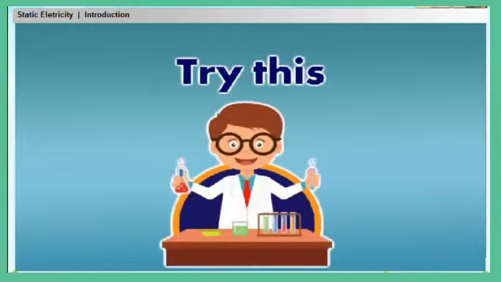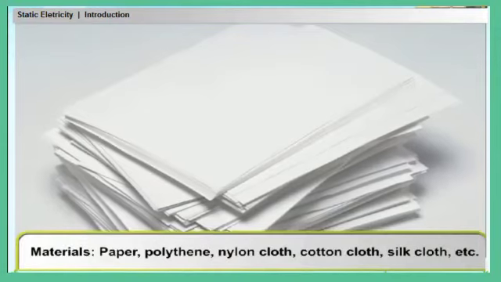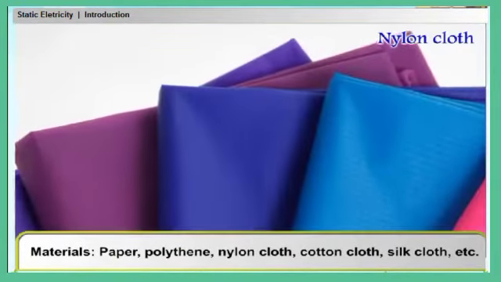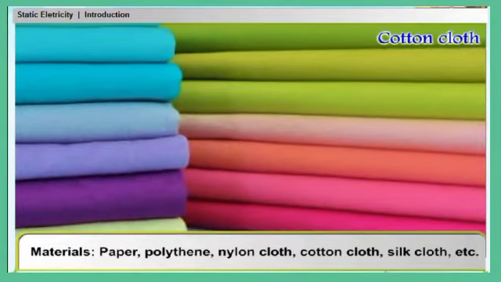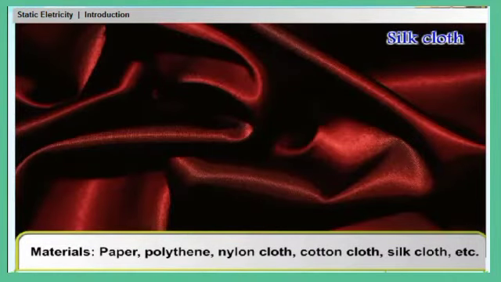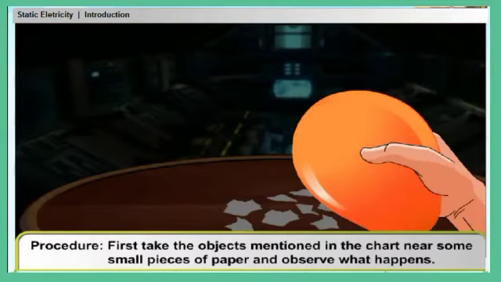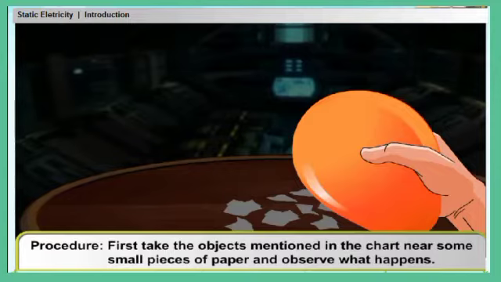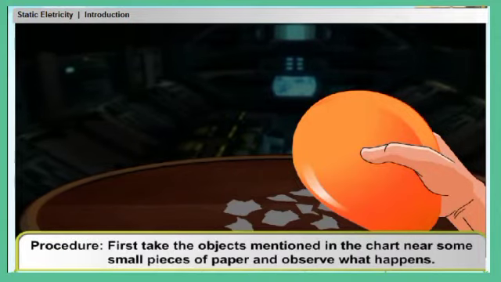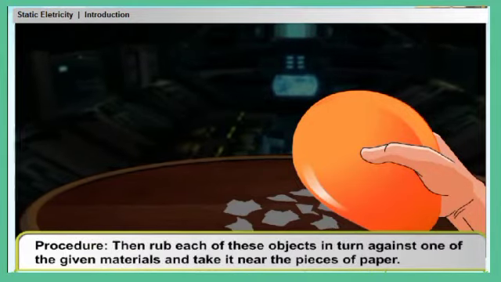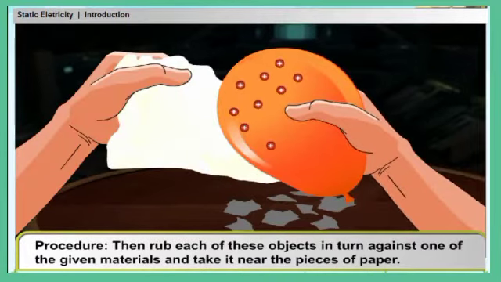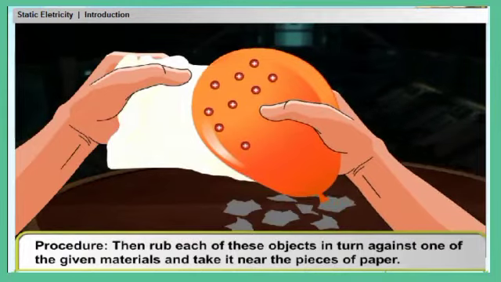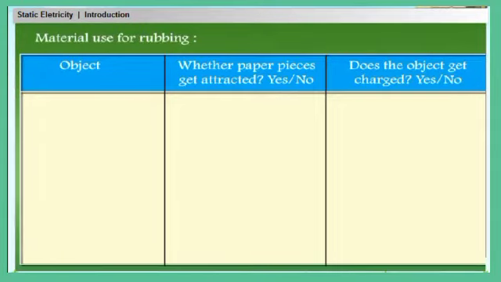Try this. Materials: paper, polythene, nylon cloth, cotton cloth, silk cloth, etc. Procedure: first, take the objects mentioned in the chart near some small pieces of paper and observe what happens. Then rub each of these objects in turn against one of the given materials and take it near the pieces of paper. Record your observations in the chart.